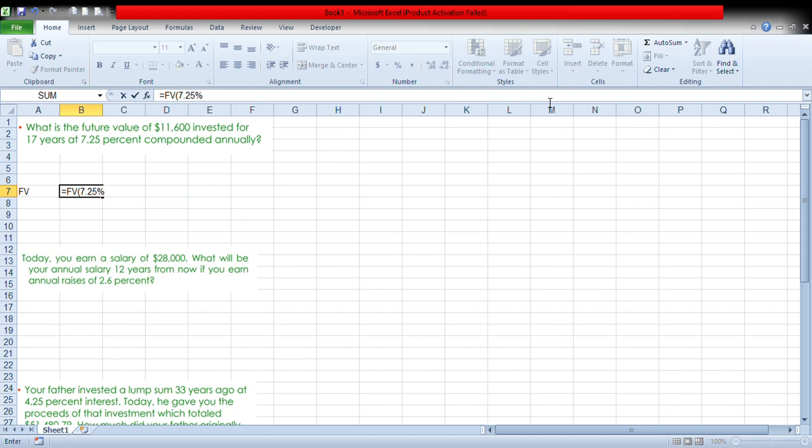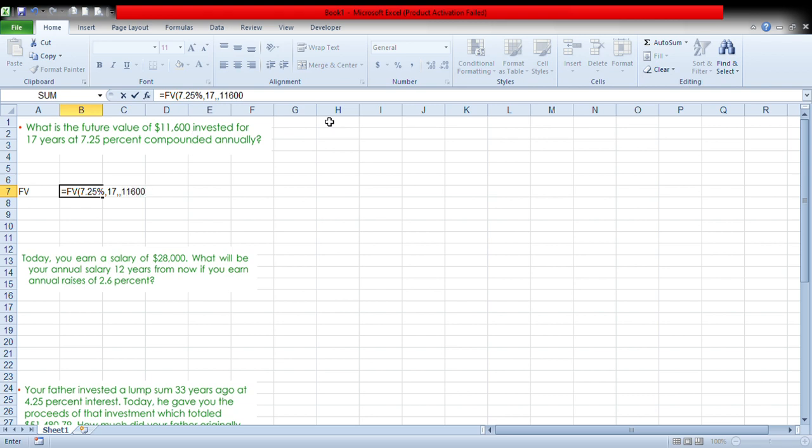Then NPER, what is the N here? 17, as it's mentioned, 17 years. What is the payment? PMT, nothing, because we are not talking about an annuity or perpetuity. We are talking about a single payment, and this is the future value. The present value is 11,600.